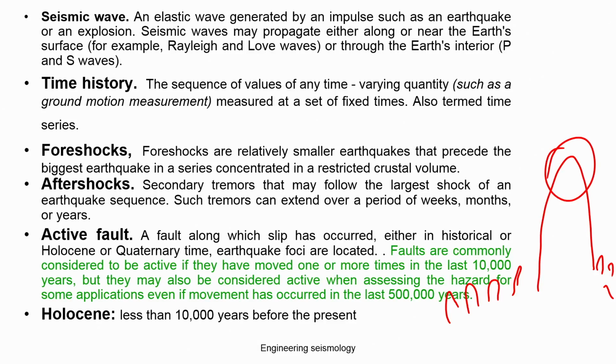So, that means if any movement occurred at a particular place in the last 5 lakh years, you should consider that fault as active. It depends upon what kind of hazard you want to predict. For example, if I want to predict a hazard for the construction of my house, then movement in the last 10,000 years will be sufficient. Why? Because my house structure is going to stay a maximum of 50 years, not beyond that.